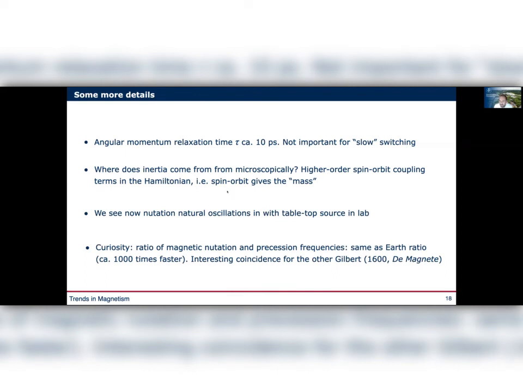A curiosity I found fascinating is that the ratio of magnetic nutation and precession frequencies is roughly the same as that of the Earth. It's about 1,000 times smaller. So the nutation and precession are related by that factor. It would be an interesting coincidence for the other Gilbert, who wrote De Magnete in 1600 and thought that the planets were kept together by magnetic forces. This would have been a coincidence that he would have thought proved his point, ahead of Newton's later work.